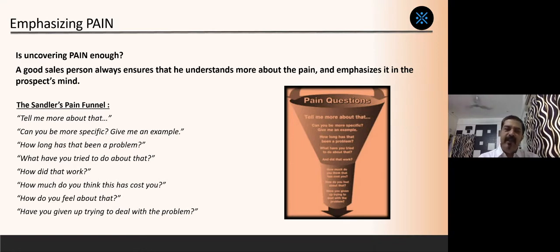Okay, finally, have you given up trying to deal with this problem, right? Because you know he has addressed it and it didn't work for him. So have you given up, right? So again, I'm just giving you what Sandler has prescribed, but you can use this efficiently if you get that style in you, right? I've used it. I've used the entire set of questions, not in all calls, but in many of the calls I've used this complete pain funnel. It's been very, very helpful for me.